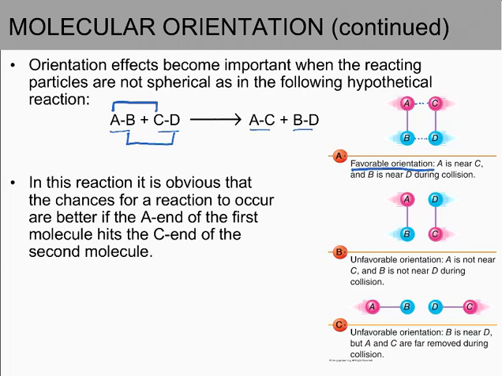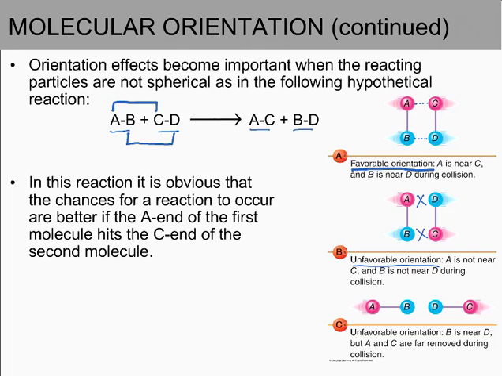However, in figure B, again, the molecules are parallel. However, A is lined up with D, which is not one of our products. And B is lined up with C, which also is not one of our products. So that would be an unfavorable orientation.